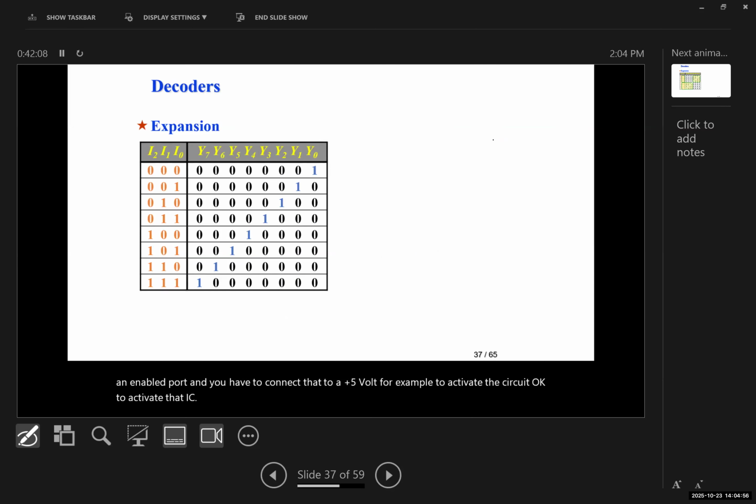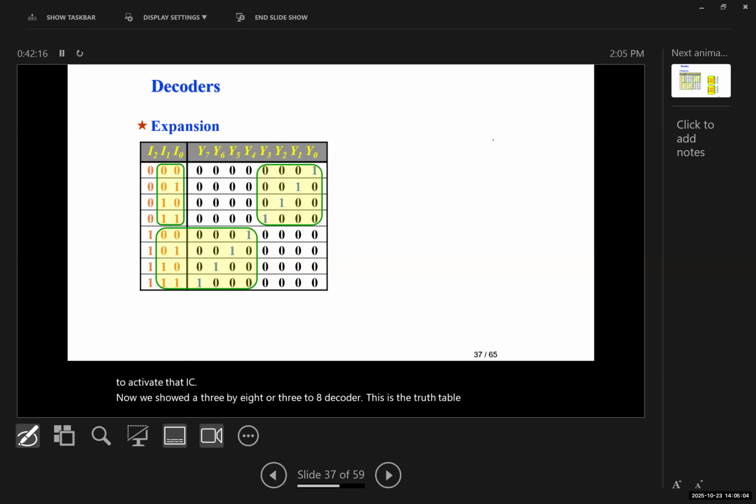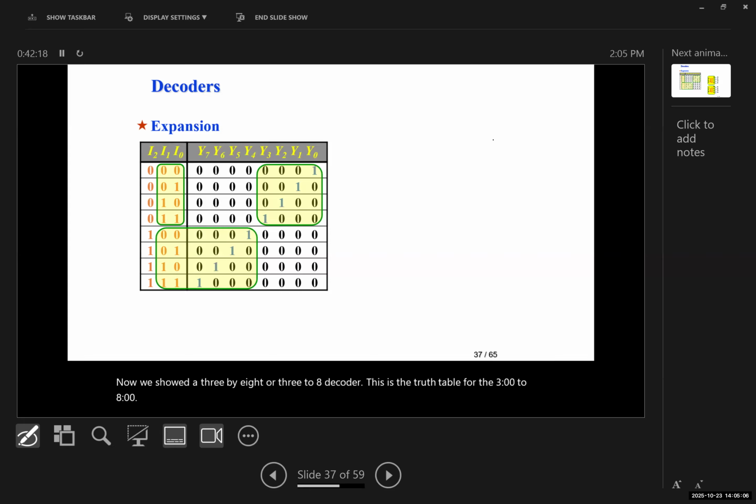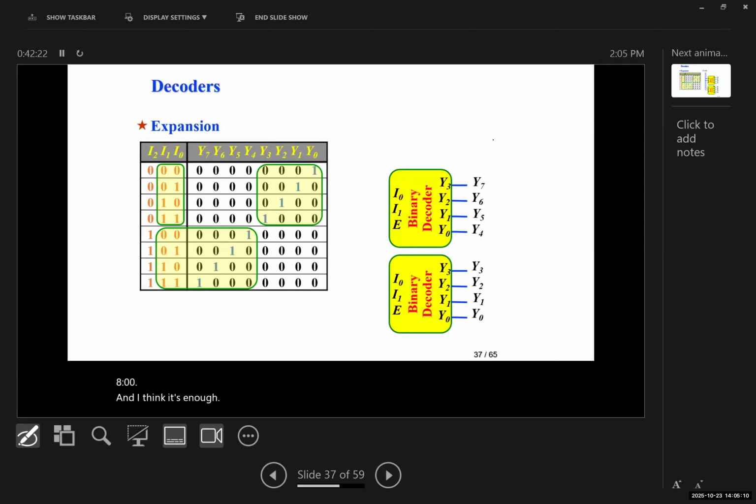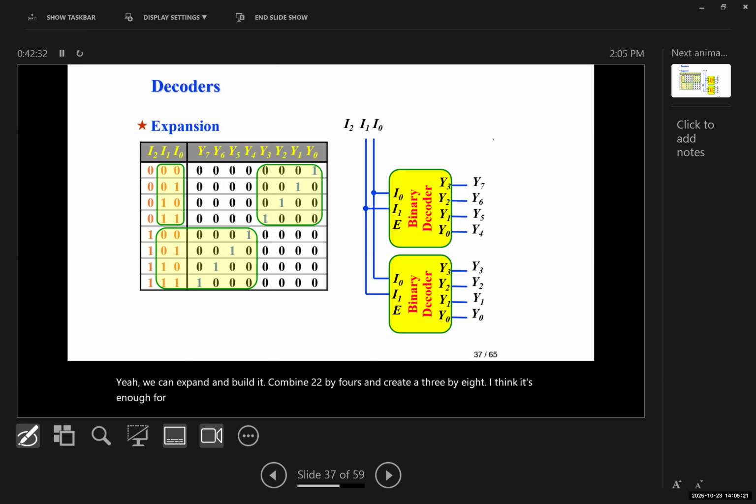Now, we showed a 3x8 or 3 to 8 decoder. This is the truth table for the 3 to 8 decoder. And I think it's enough. Yeah, we can expand and build it, combine two 2x4s and create a 3x8. I think it's enough for today at this point. Let me finish this slide and then we can stop before the encoders.